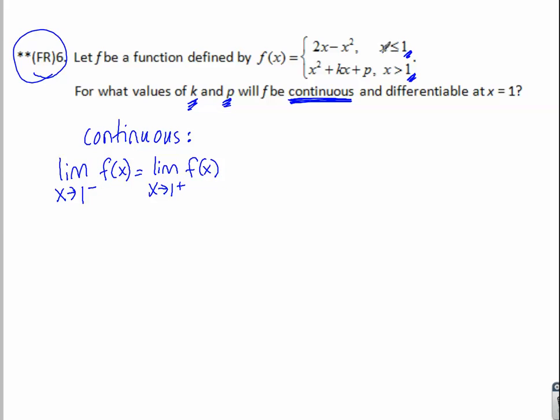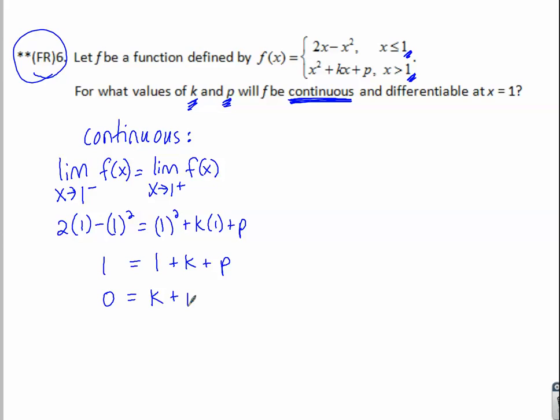From the left is this part, so I'm going to plug 1 in to this expression from the left. From the right is this part, so I'm going to plug 1 in to that expression. Let's simplify this as much as we can. 2 minus 1 is 1 equals 1 plus k plus p. I guess the best I can get to is 0 equals k plus p, but I need to know k and I need to know p. One equation is not going to do it here. Let's look at the other side of the story.